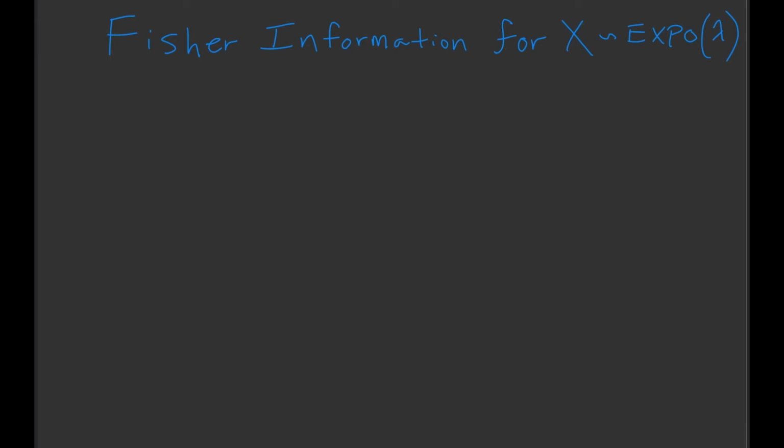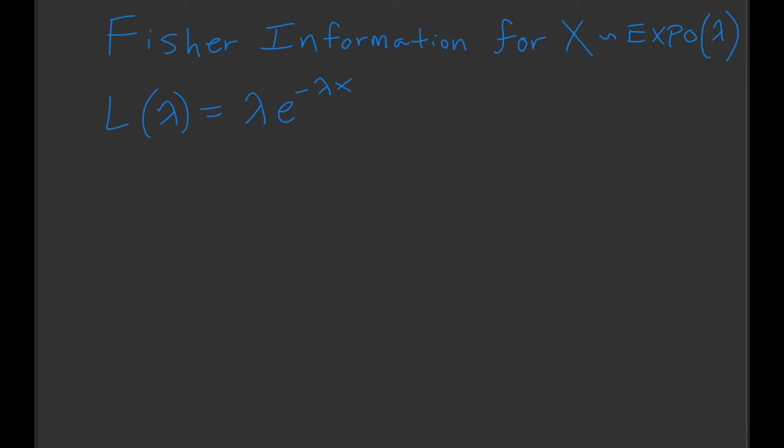So let's discuss how to find the Fisher information for a random variable x, which is distributed exponential lambda. So the first thing we need to do is to write down the likelihood function. So that's going to be L of lambda is lambda e to the minus lambda x.